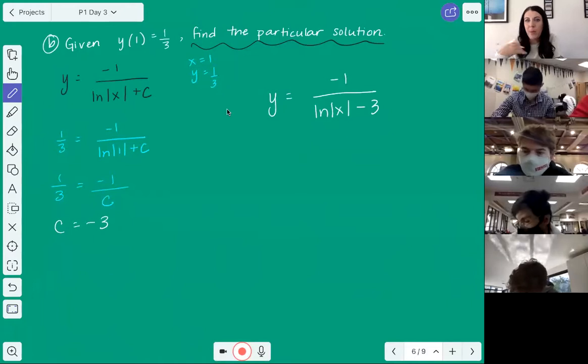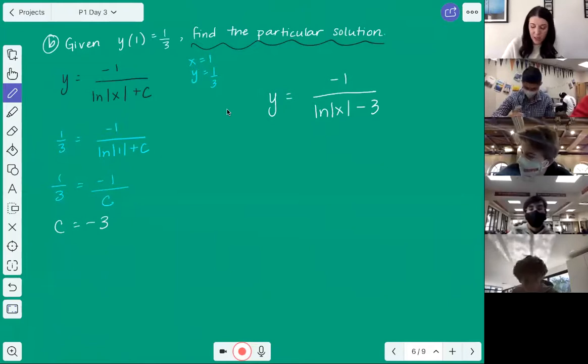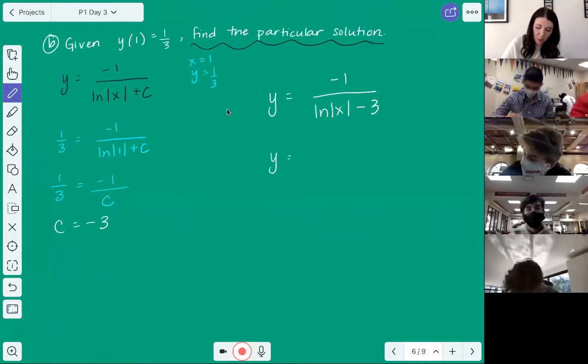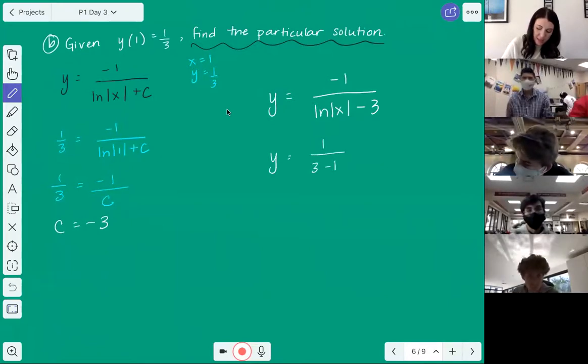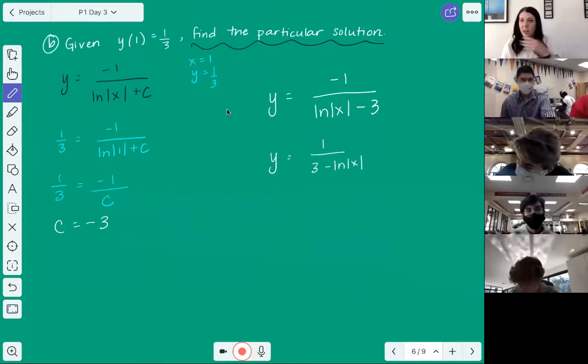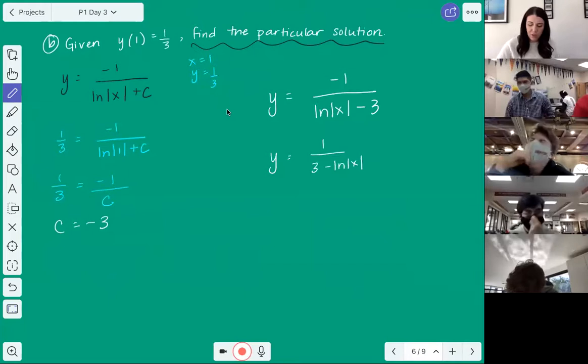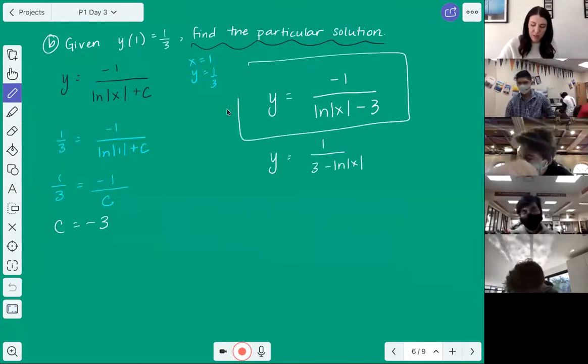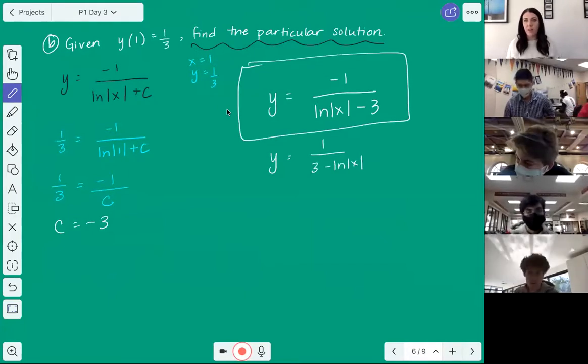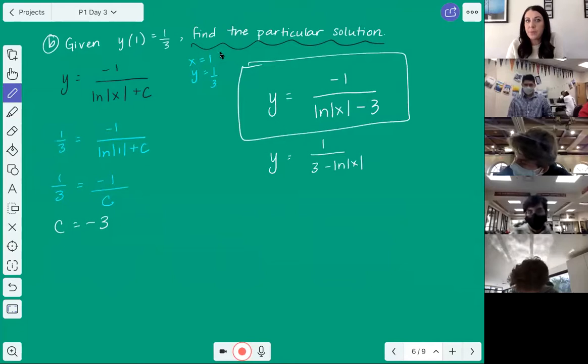And again, you can multiply the numerator and the denominator by a negative. Sometimes if this is multiple choice, they'll do that, and you'll end up getting like 1 over 3 minus ln of absolute value of x. All they did was factor out a negative from the top and the bottom and cancel. Both of those equations are fine. You don't really need to oversimplify. So this is the final answer: y equals -1 over ln of the absolute value of x minus 3.